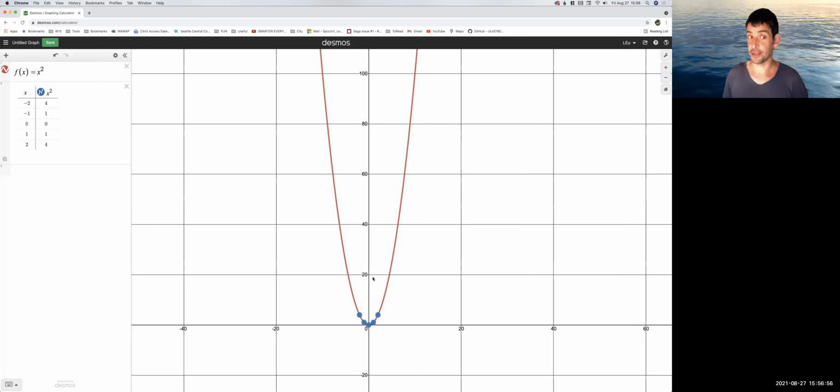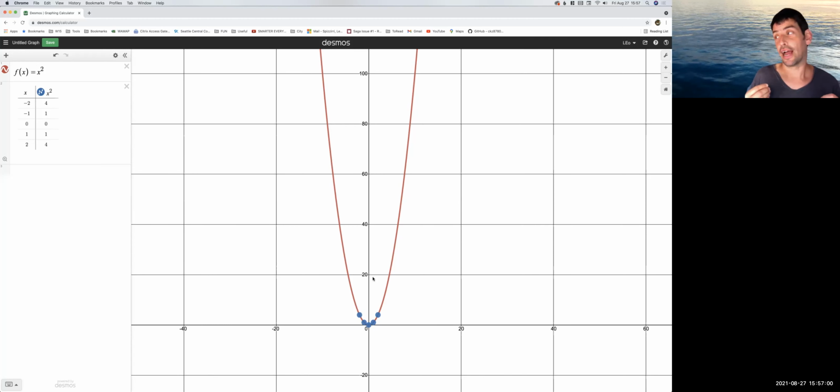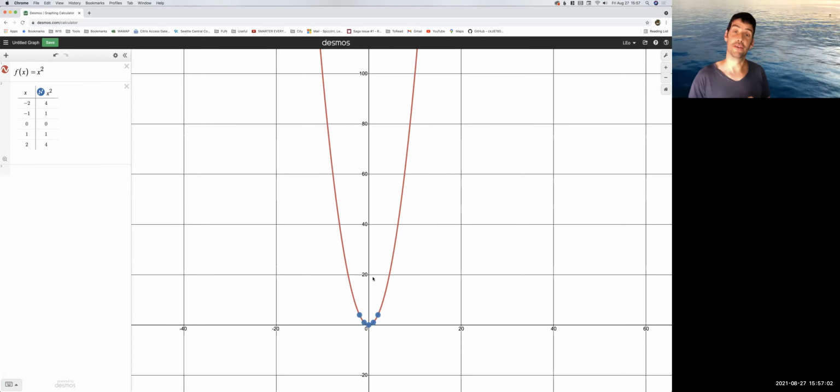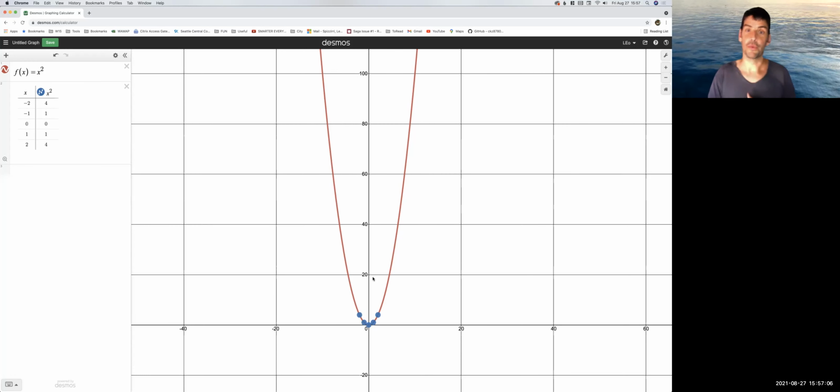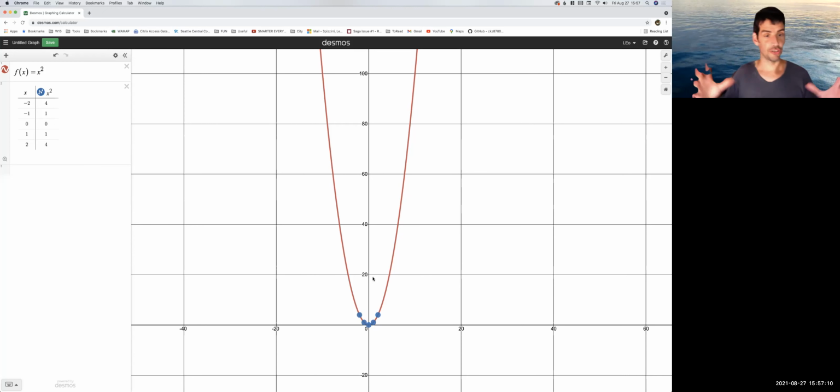It won't feel like that in the beginning, but I have a hard time imagining a person for whom this process doesn't lead to better, what we call intuition around the functions and the ideas that we study in mathematics.